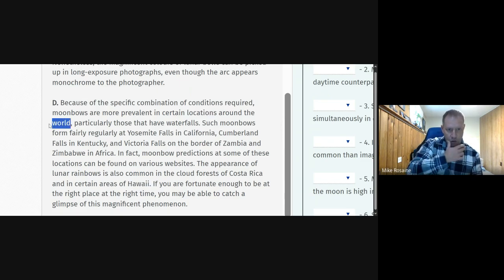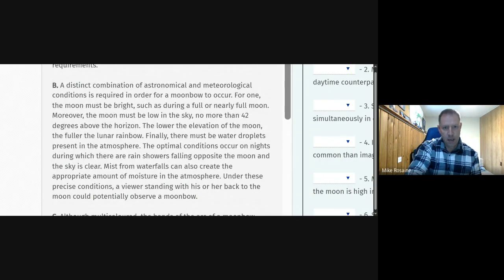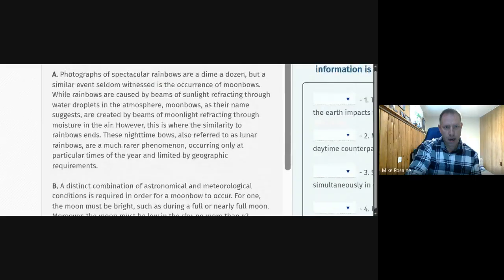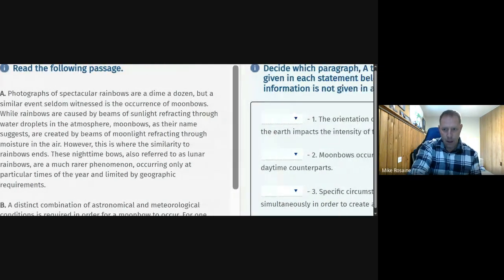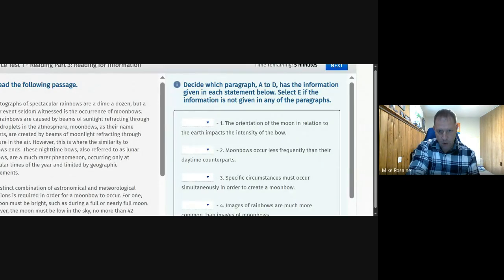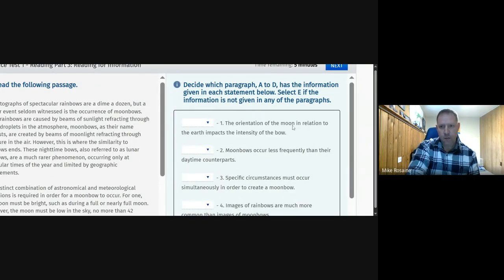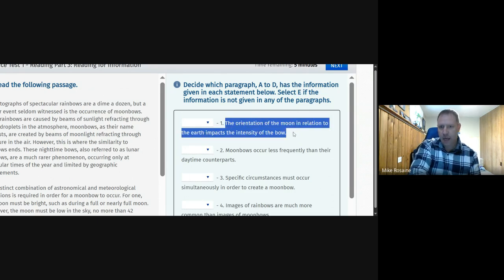If you were to do this on the real test, I would recommend taking your pen and writing notes quite quickly. This would give you some quick reference. So again, D, world. C, color. B, conditions, moon. A, rainbow, moonbow. Now we're ready for our questions. We've got to figure out, where is this information? Is it in A, B, C, D, or none of them? Is it E? And also a reminder, we're rarely going to get these same words. We're looking for similar ideas.